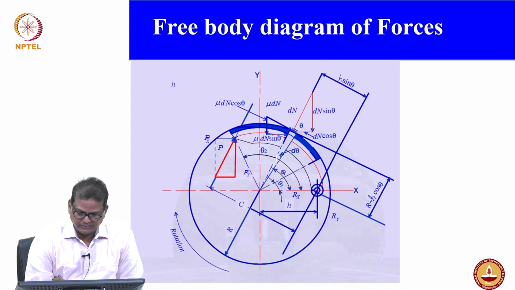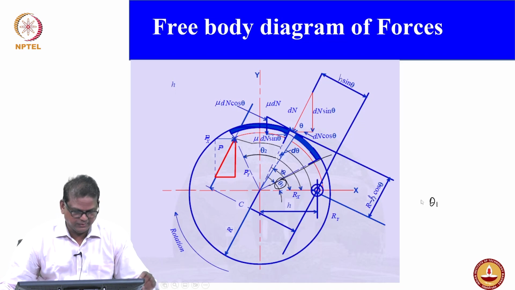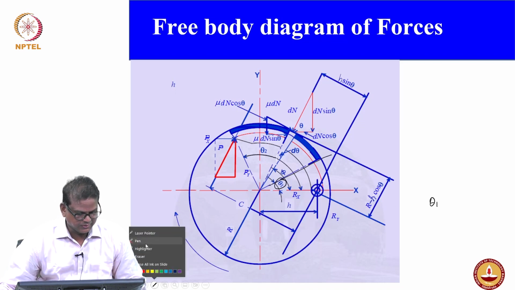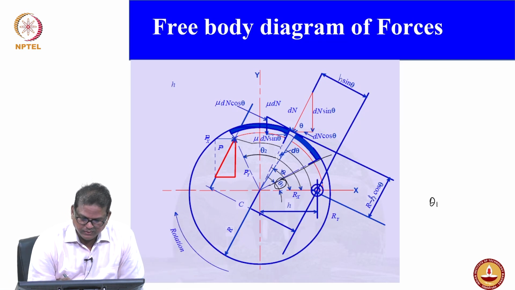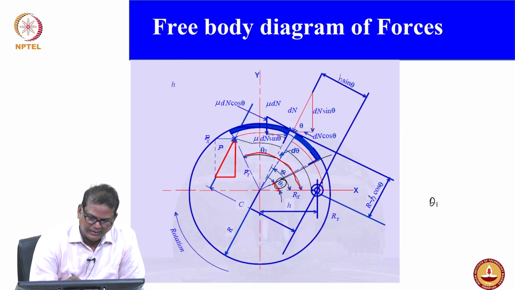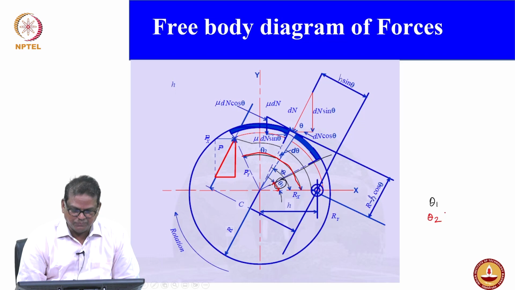This is the pivot, okay, this is the pivot. From the pivot to where the lining starts, that's theta 1. And from the pivot to where the lining ends, that is theta 2. Please be aware of that, that is very important.